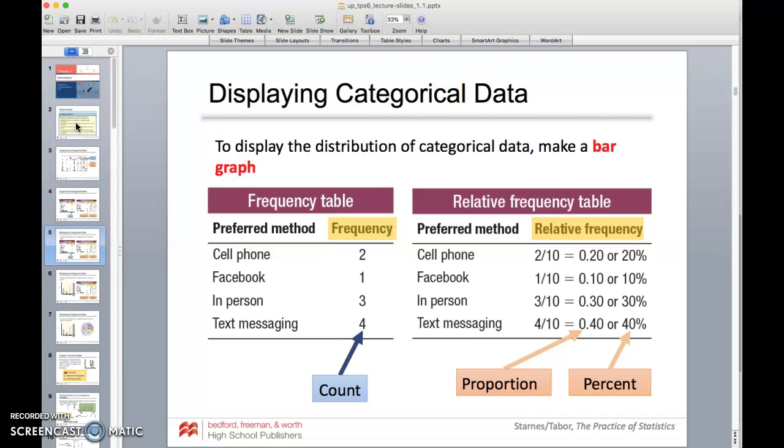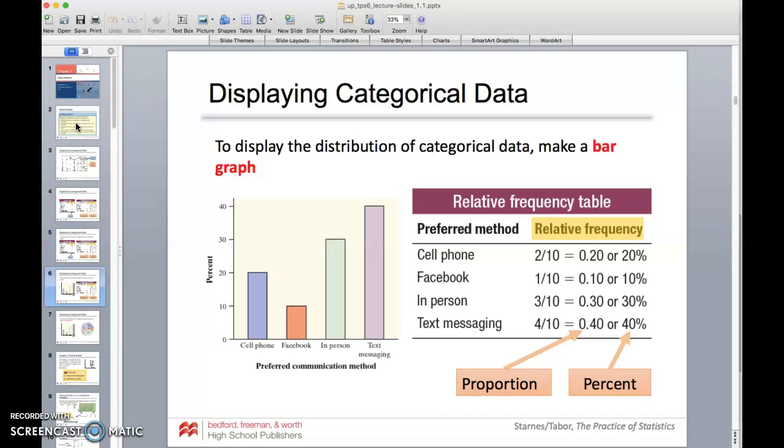All right, so now, again, we can display the data. A good way is to use a bar graph, and there we go. We just changed that into a bar graph. Now, notice a couple things that we have here, and we have the percent. That's always a good thing to use for this. You can see that the cell phone was at 20%, the Facebook is at 10, in-person is at 30 and 40, and it gives you a nice look to see how they relate.